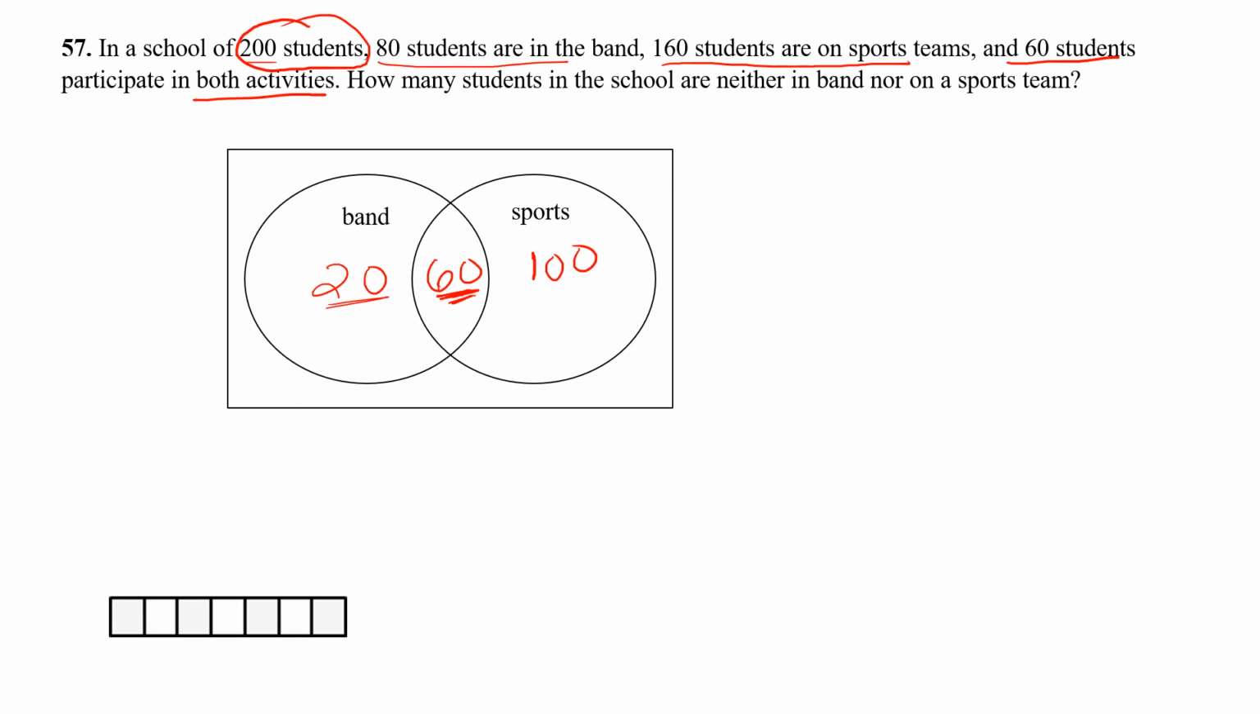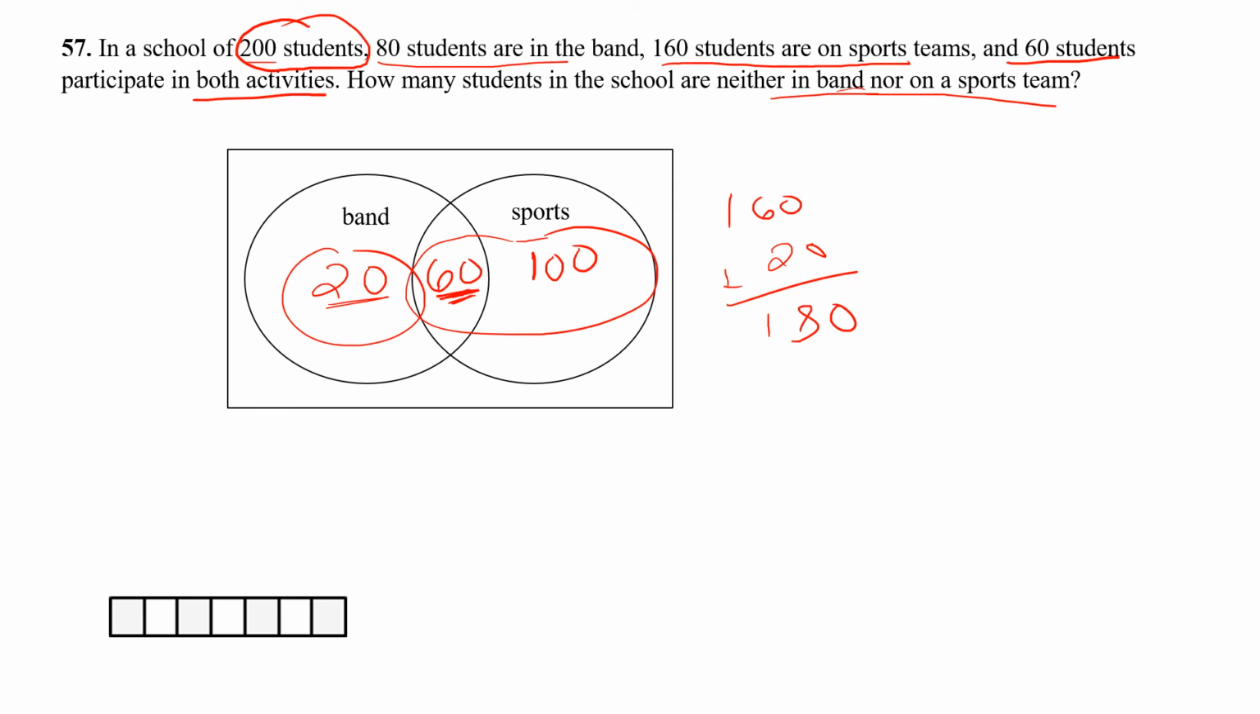are in the school. So we want to find the number of students who are neither in band nor on a sports team. Well, right here we have a total of 160 in sports, right? And then we have another 20 here that is left. So that's all of the students. So that is 180 students. So out of 200 students, we just have 20 left. So I just subtract 180 from 200. And so I have 20 students who did not participate in either sports or band.